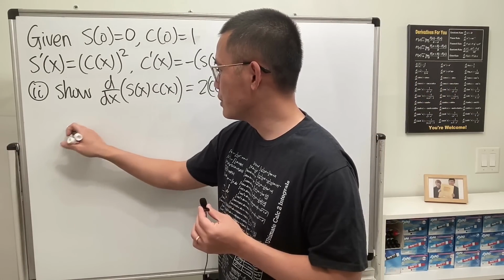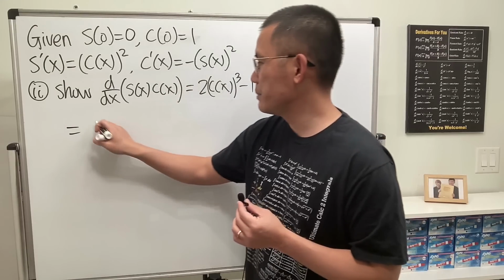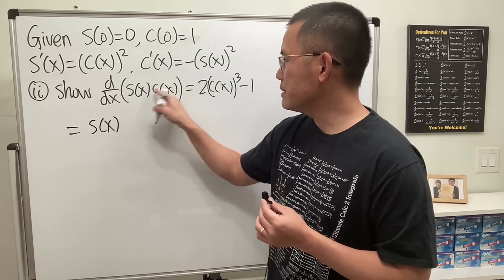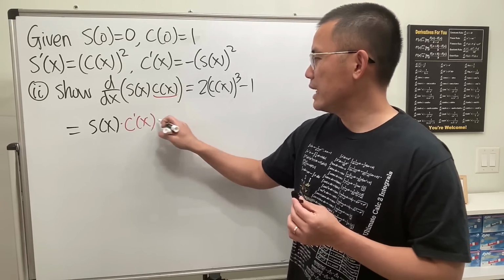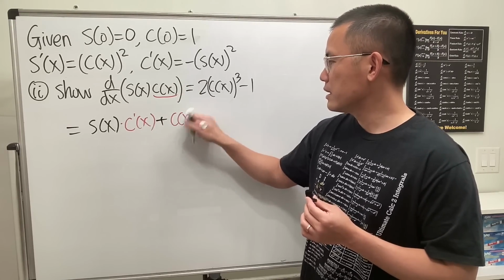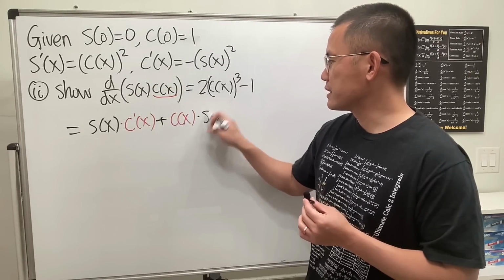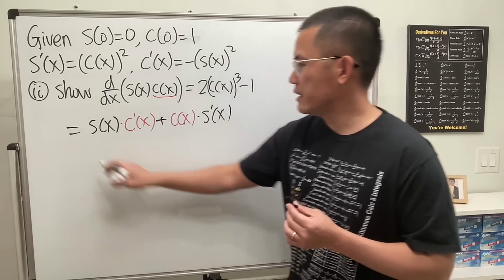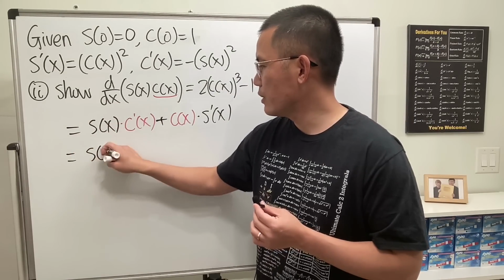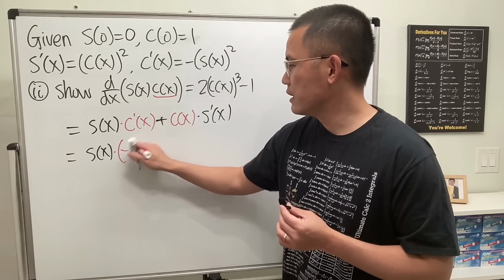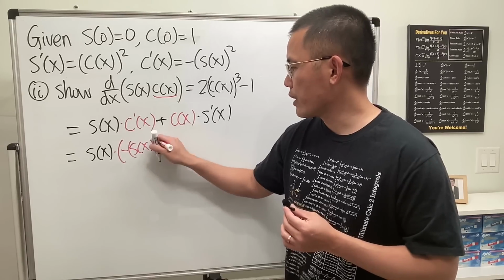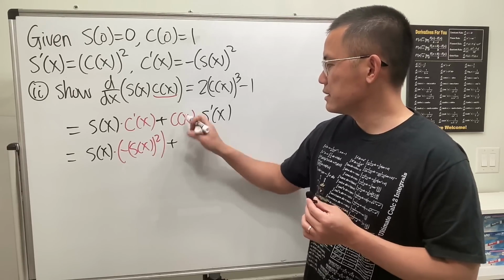For this right here, I'm just going to use the product rule, so I'm going to keep the first function times the derivative of the second, which is c prime of x, and then I add the second function times the derivative of the first. Okay, and then right here, this is still s of x, but this is c prime, which is negative s of x squared, and then c of x stays.